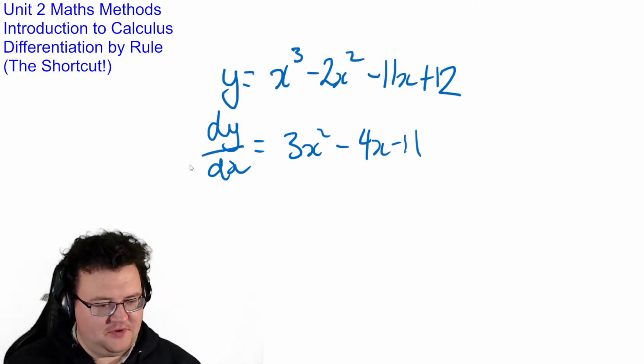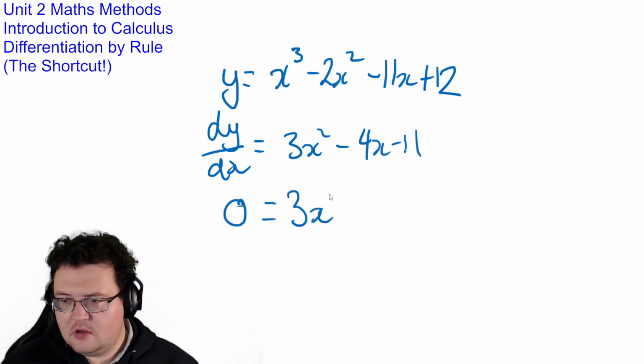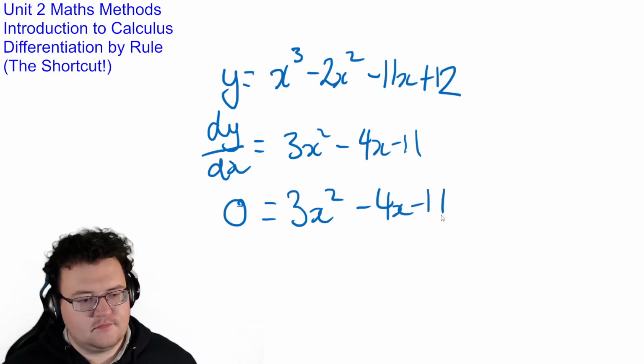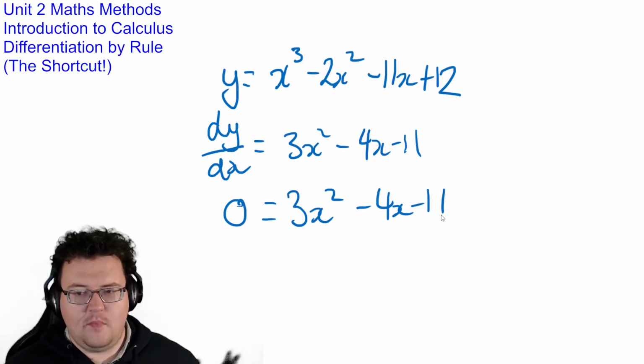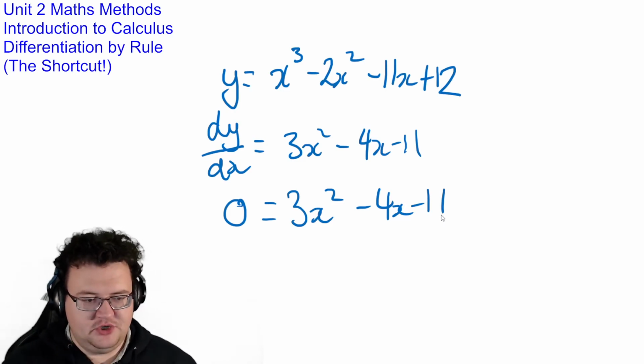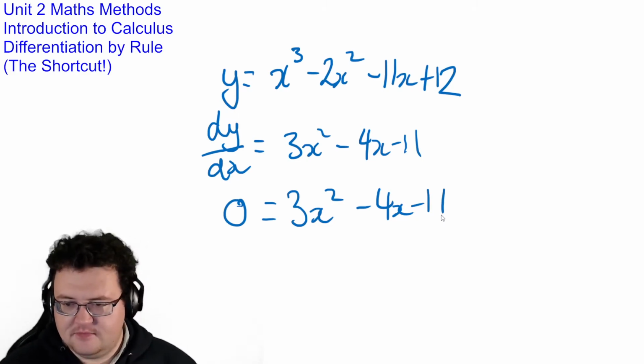So that's what's important. So from here, we now need to go dy dx is equal to 0. 3x squared minus 4x minus 11. How do I solve that? Remember, I want solutions. I don't want factorizing. I want the actual solutions. What should I be using? I should be using the quad formula.